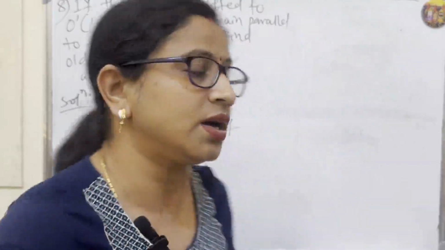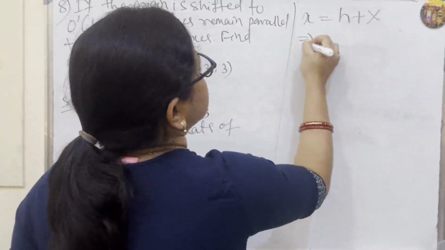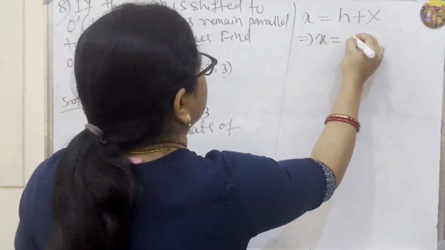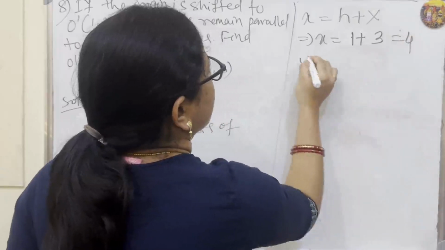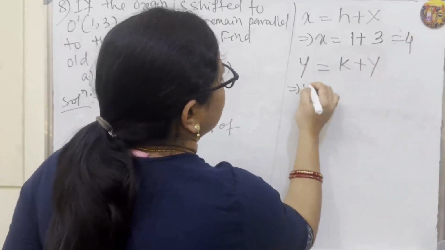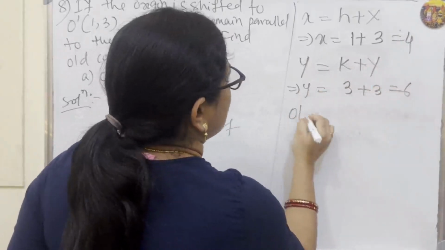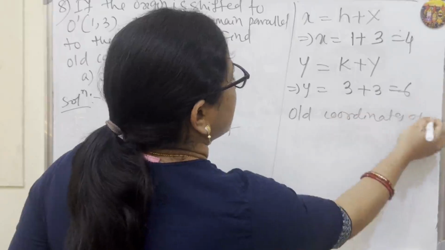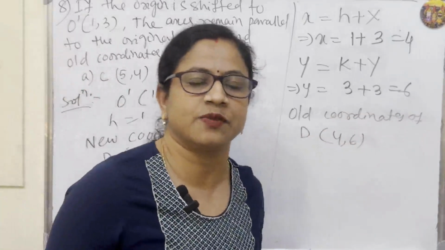Now we need to find the small x. So small x is equal to H plus capital X. X is equal to, value of H is 1 plus X is 3, so the answer is 4. Now the value of small y is equal to K plus capital Y. Now the value of y is equal to 3 plus 3, that is 6. So the old coordinates of D are 4 and 6. 4 for x axis and 6 for y axis.